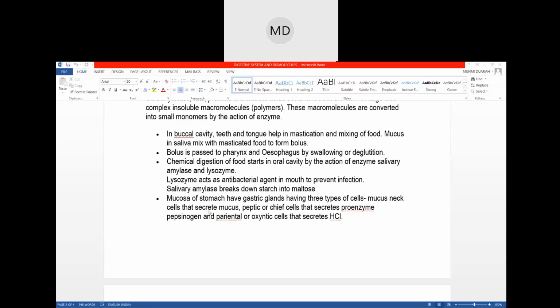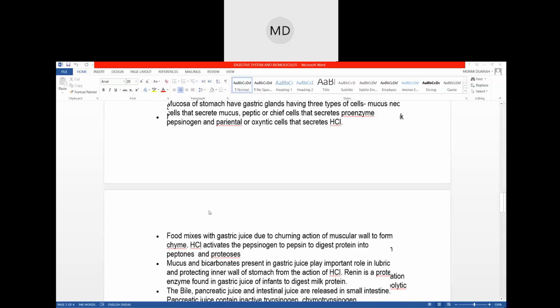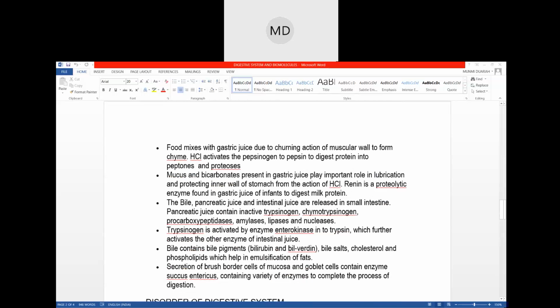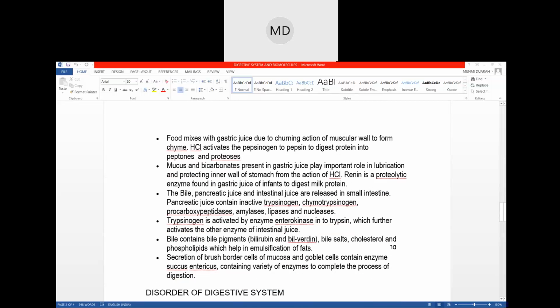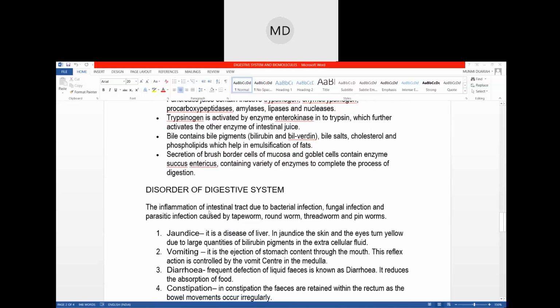Then in the stomach, what happens? Pepsinogen and HCl act, and the protein part of the food gets digested. Then the small intestine. In the small intestine, there is bile, intestinal juice, and pancreatic juice, and the fat part gets digested.